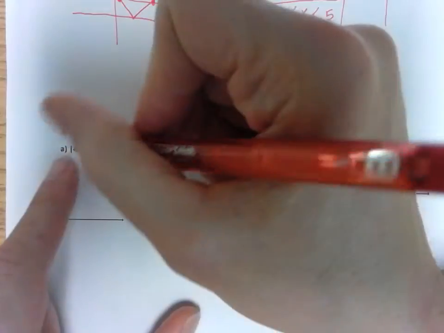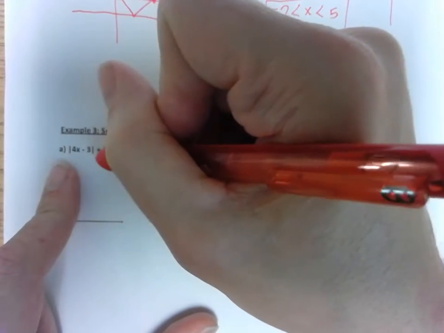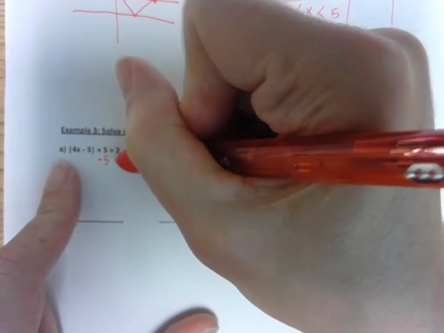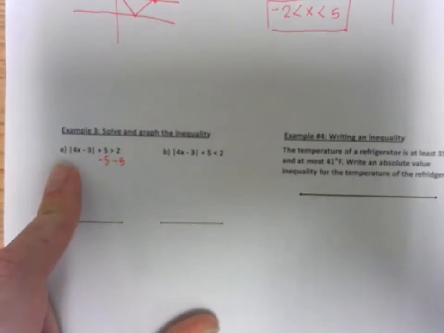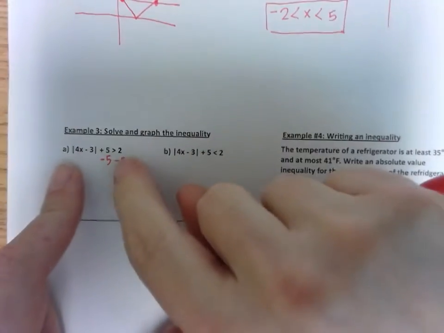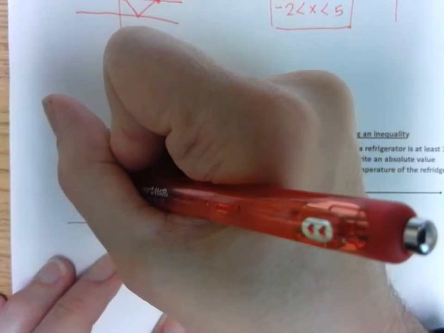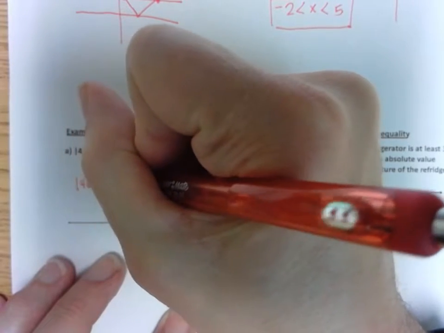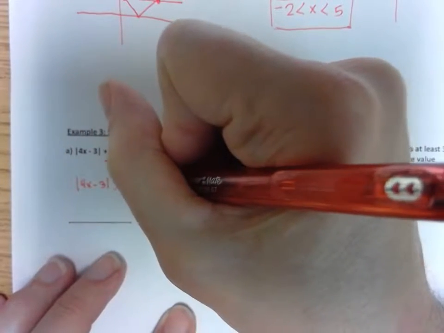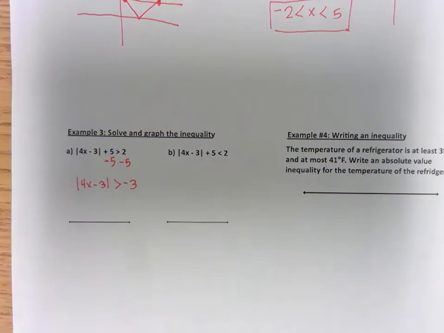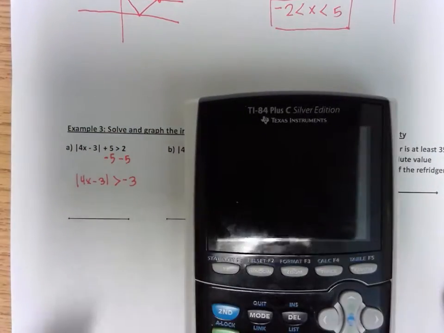if I try to isolate the absolute value, I'm going to have to subtract 5 from both sides here. And so that's going to give me 2 minus 5. 2 minus 5 is negative 3. So if I do the absolute value of 4x minus 3 is greater than negative 3, we can take a look at what that graph looks like.